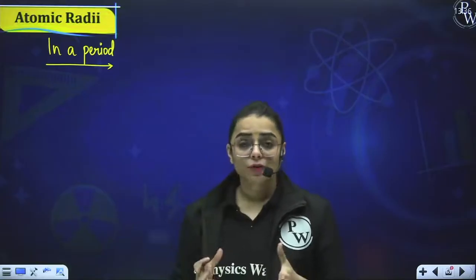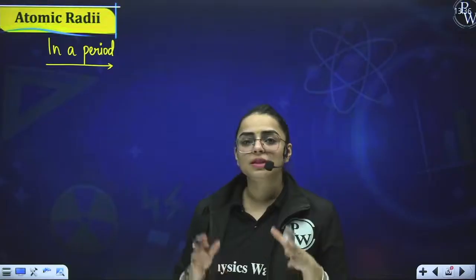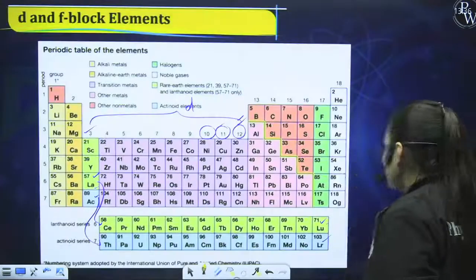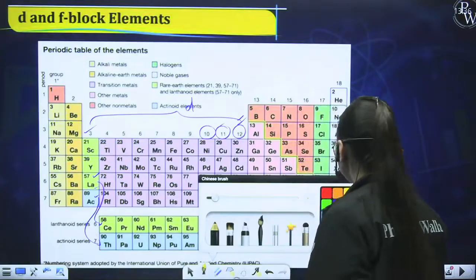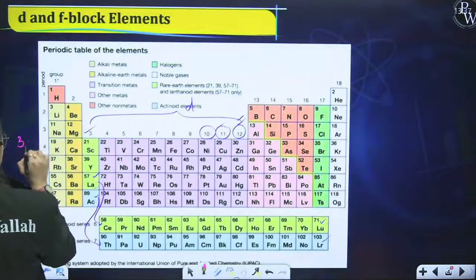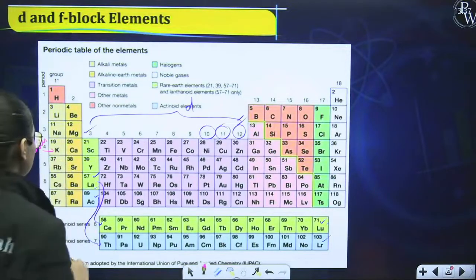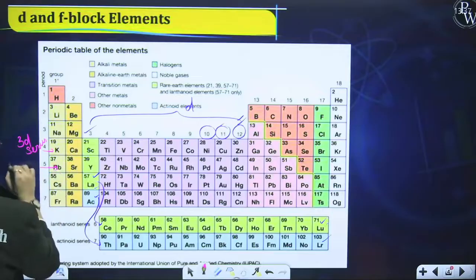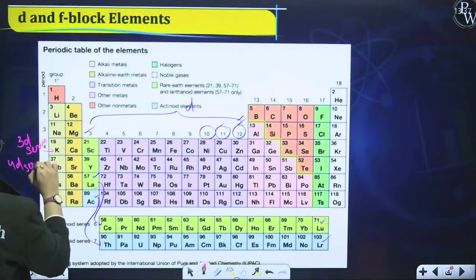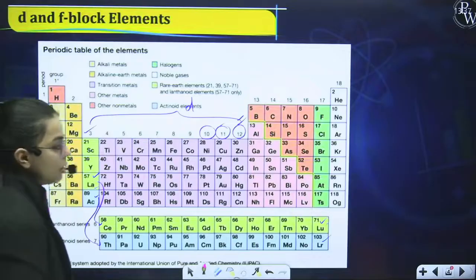For that, we need to write the elements in the D block series. First of all, I'm going to write the 3D series. What was the 3D series? The 3D series basically is referred to as period number 4. If you remember, I told you in the previous class about this topic as well. This is your 3D series, which is period number 4. This is your 4D series, that is period number 5. This is your 5D series. This is your 6D series. Do you remember this?